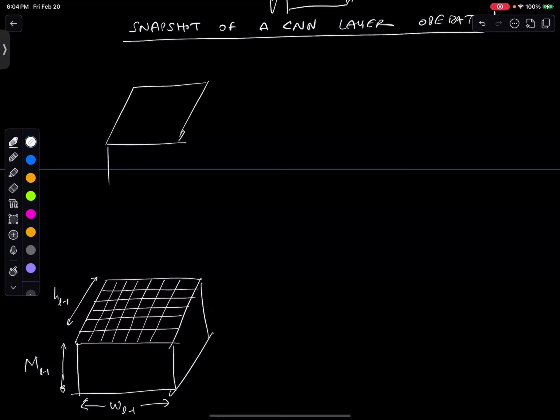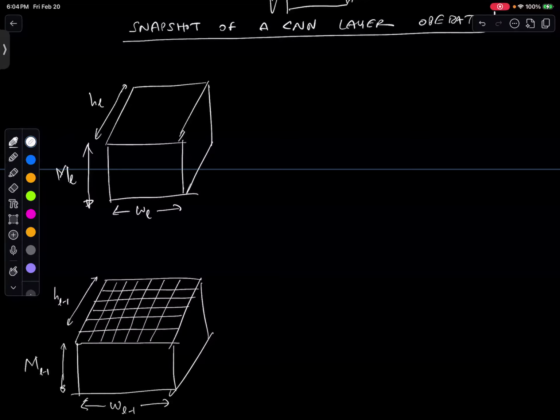Okay, so the output feature map may have any depth that we want to design. So that's our design parameter, M_L. And it will have an H_L and will have a W_L. Okay, now, so the snapshot of a CNN layer operation, what is a snapshot? Well, a snapshot in time.